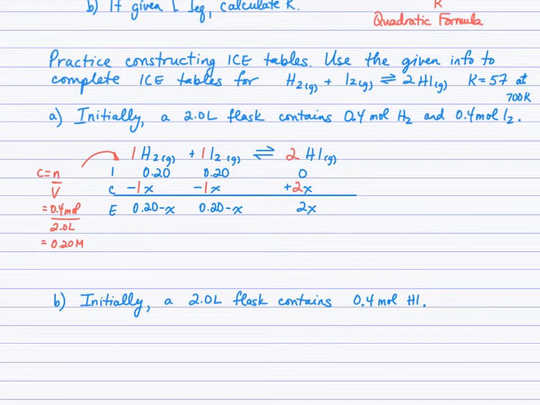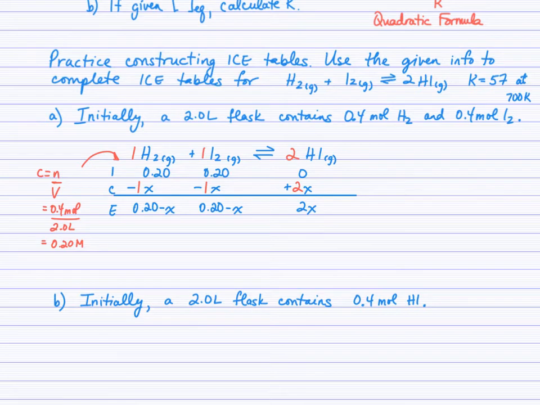And then I show the change happening where the HI needs to increase since it's starting at 0. And I follow the coefficients. So 2x here, minus 1x, minus 1x. And now I plus C equals E. So 0.20 plus negative 1x is just minus x. Same thing here, 0 plus 2x equals 2x.